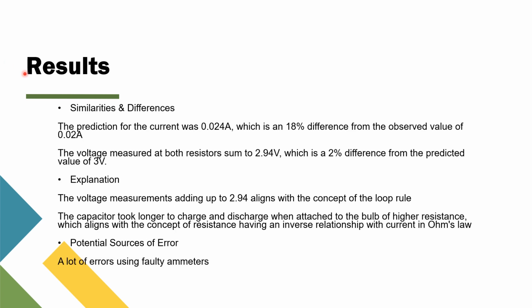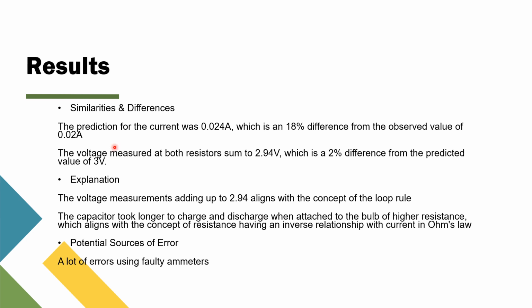Looking at the results of the lab, the similarities and differences of the series circuit: the prediction was 0.024 and the actual value is 0.02. So there's about an 18% difference. And then the voltage measured at both resistors summed up to 2.94 volts, which is a 2% difference from the predicted value of 3, which is what it should have been.